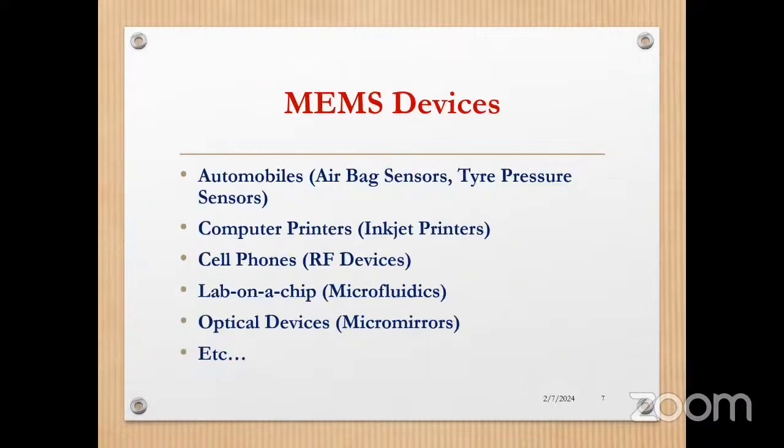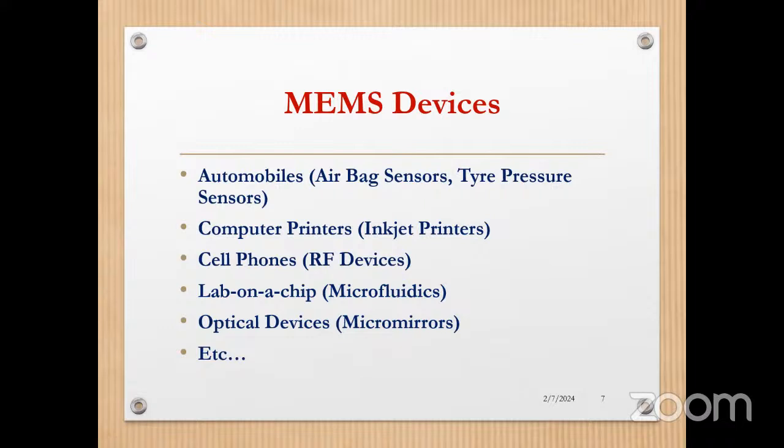Some of the applications where these MEMS devices are used are in automobiles, where nowadays we have the airbag deployment system. You can see all our high-end model cars have tire pressure sensors. Many sensors are used in cars, and car dashboards use MEMS sensors, right? And this tire pressure sensor is currently available in the market, and it can be procured within say 1,000 rupees.